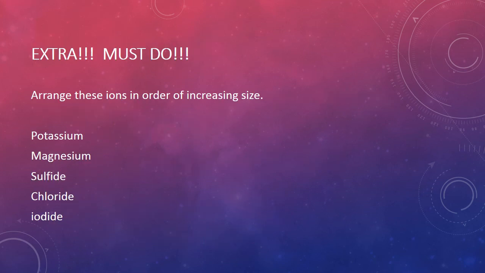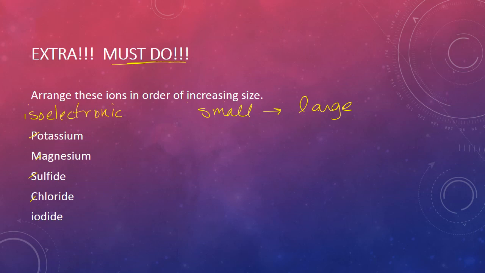Okay, I'm telling you, you absolutely gotta know how to do these. Make sure you understand how to do them. Arrange these ions in order of increasing size. So that means we're going to go from small to large. From the previous slide, you should know that all 4 of these are isoelectronic. And really, you can't compare well unless you're looking at an isoelectronic series.